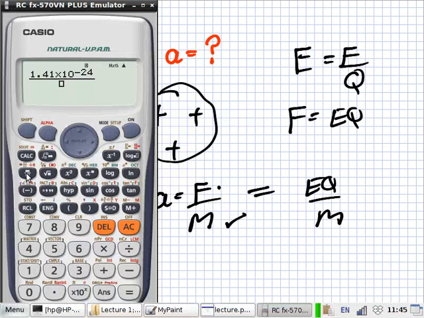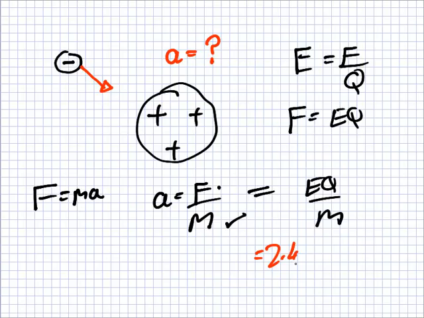And now I need to multiply that by the charge of an electron, divided by the mass of an electron, which is a constant. So I get 2.48 times 10 to the minus 13 meters per second. I hope some of you got that.